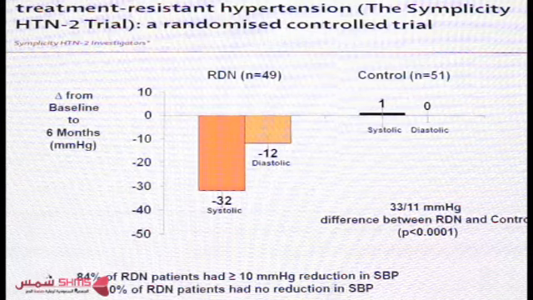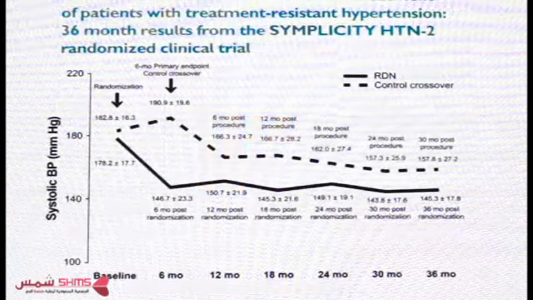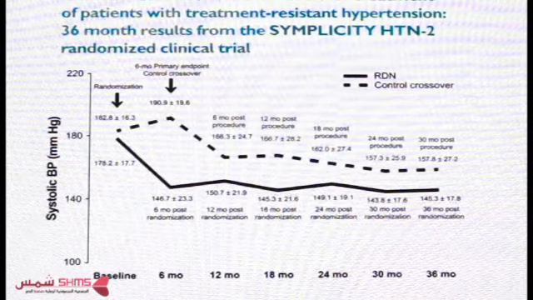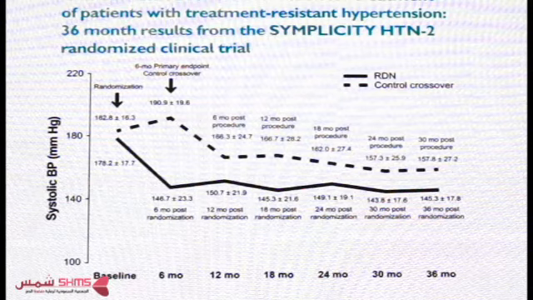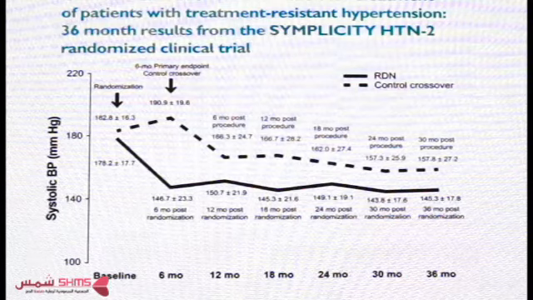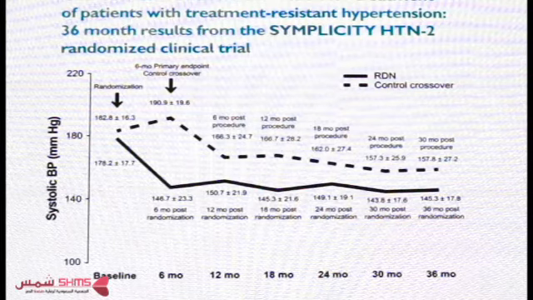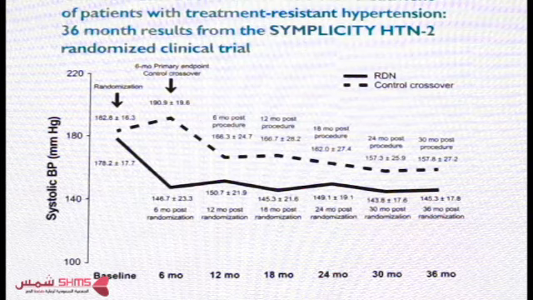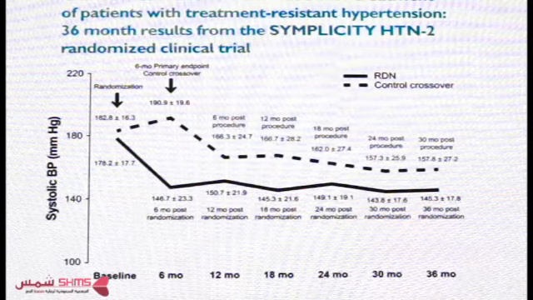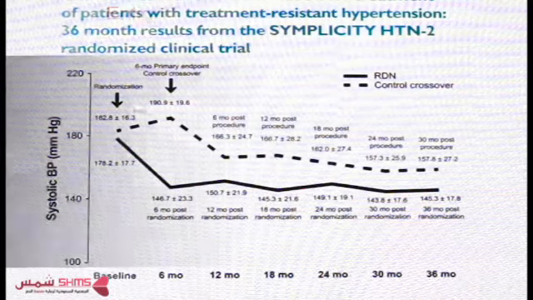In the follow-up of this study, this decrease continued up to 3 years. And in this study, after 6 months, crossover of the control group to the renal denervation group was allowed, and in those patients, after they underwent renal denervation, the same blood pressure reduction occurred.